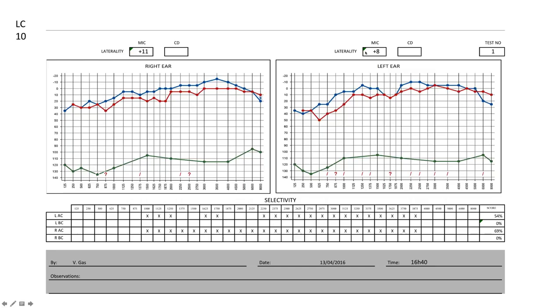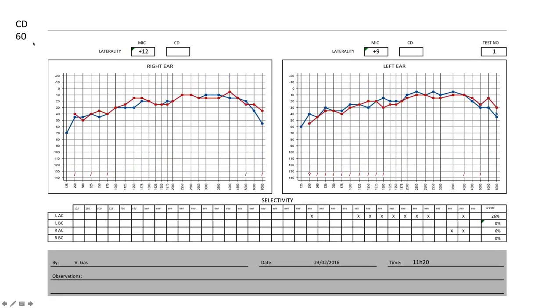On the laterality, we are more on the left ear here, and we are not very good also on the resistance, so we also have to lateralize to 6. So the laterality is not of good quality for the moment, on the first test.